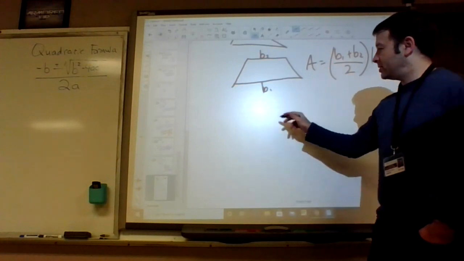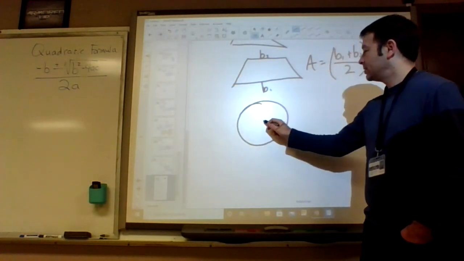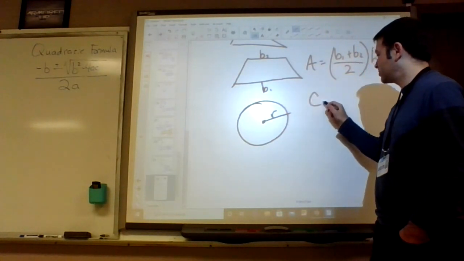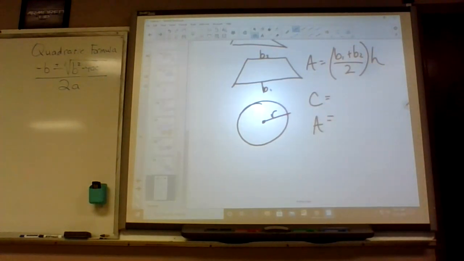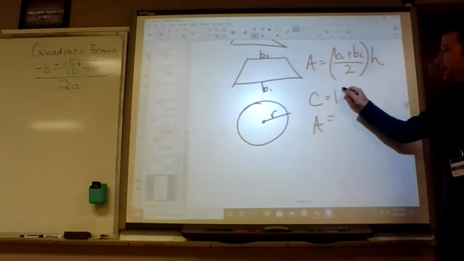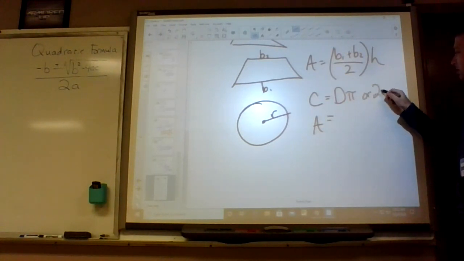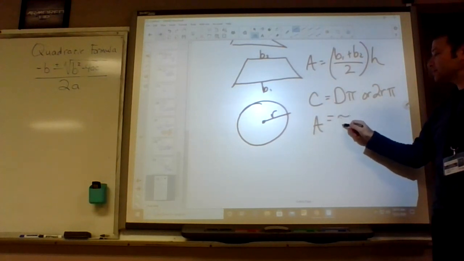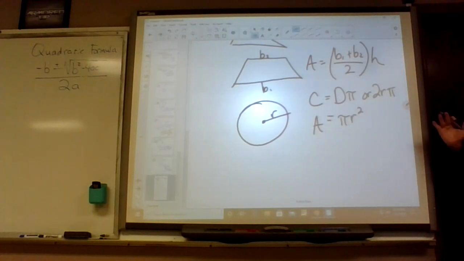Then we did circles. We did circumference on circles too, not just the area. How did we find the circumference of a circle? Diameter times pi, or 2r times pi. How do we find the area of a circle? Radius squared times pi. R squared times pi.